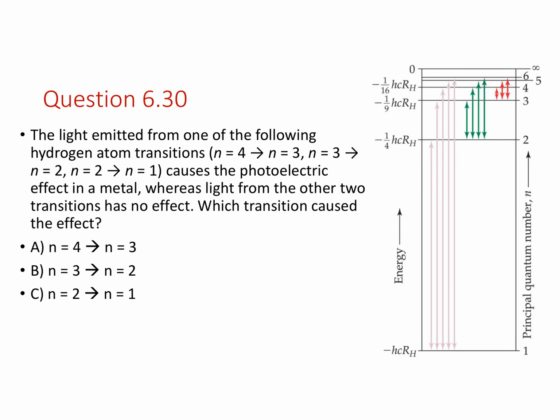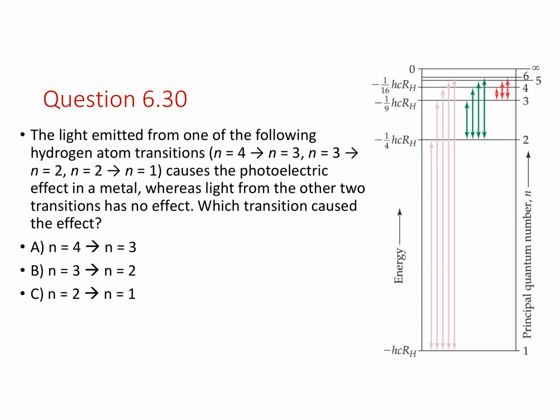So question 6.30 from the homework. Light emitted from one of the following hydrogen atom transitions, n equals 4 to 3, n equals 3 to 2, n equals 2 to 1, causes the photoelectric effect in a metal, whereas light from the other two transitions has no effect. Which transition caused the effect? So what we're looking for is there must be some energy minimum for this process to occur, right? Kicking the electron out of the metal surface. So we're looking for the highest energy transition.